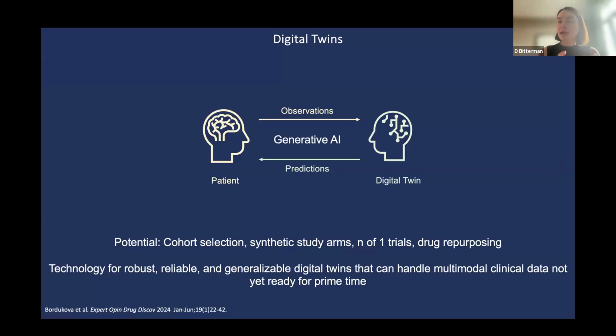You can then apply those models to a current patient to create a digital twin. And then from that digital twin, you can predict what may occur in that patient. They potentially could be used with all different types of data. So you could recreate what will happen in that patient's notes in the future. You could recreate what that patient's imaging might look like in the future. So potential here is for cohort selection, helping to develop synthetic study arms, N of 1 trials, and drug repurposing.